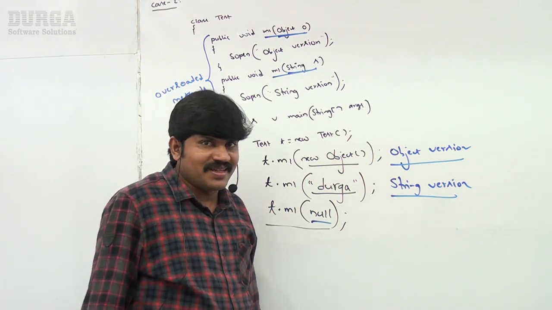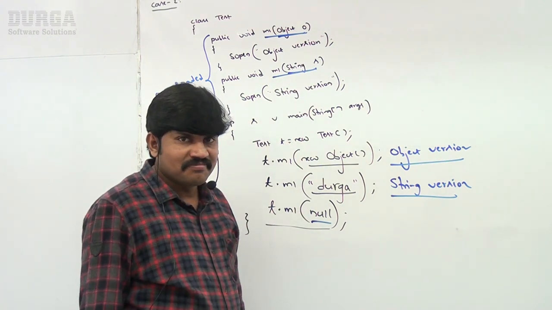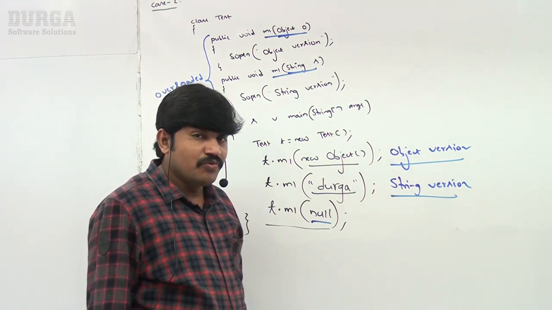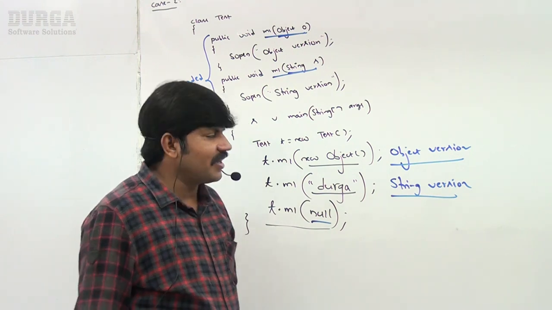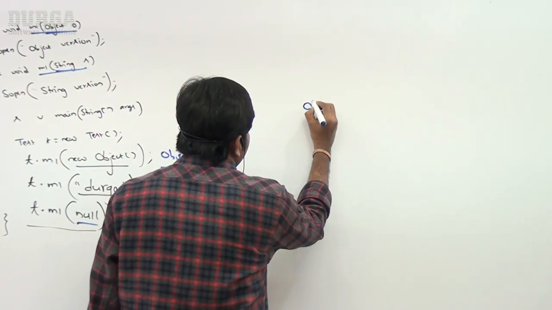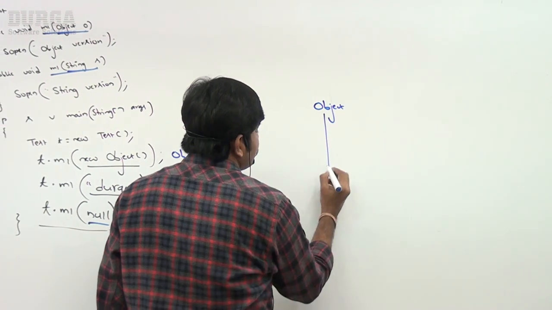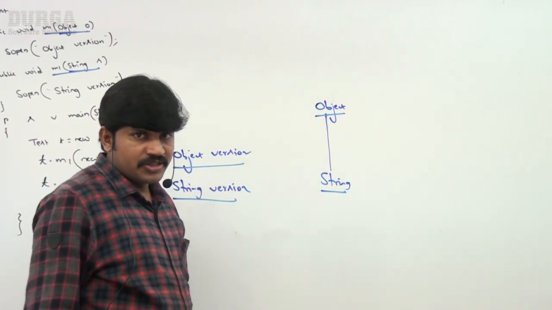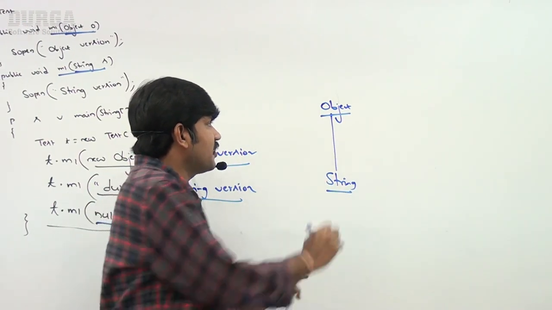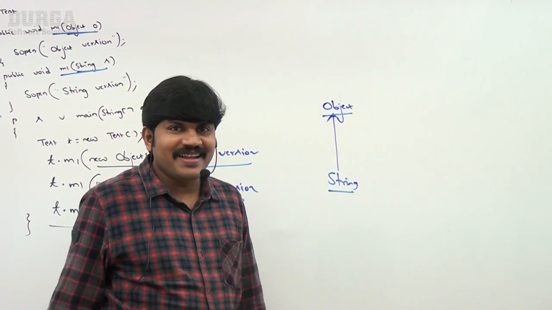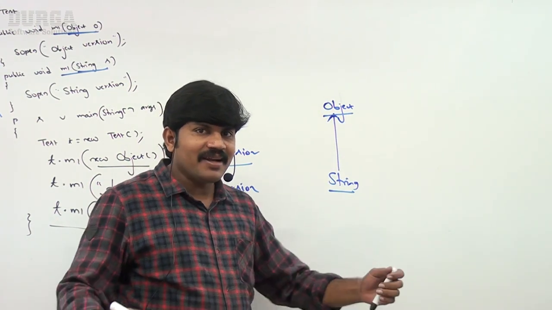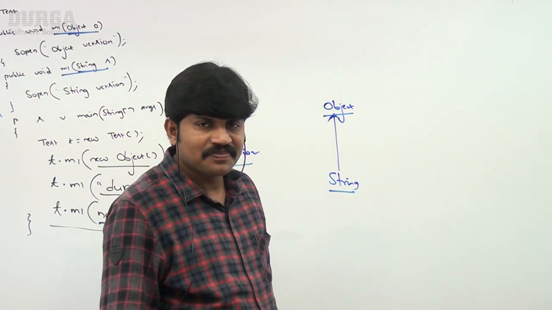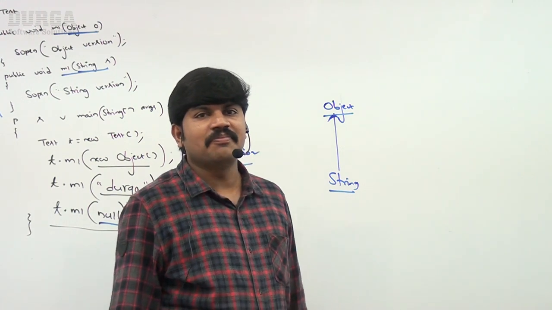Which method will get the chance? Very easy, you can guess. Which class is the parent class? Which class is the child class? Observe that. The parent class is Object. The child class is String, sir. Object is the parent class and String is the child class. In overloading, when parent and child both come, which one is going to get the chance? Very simple, sir.